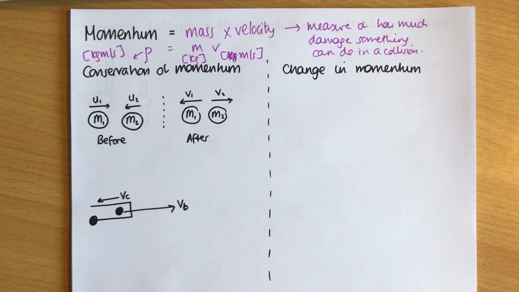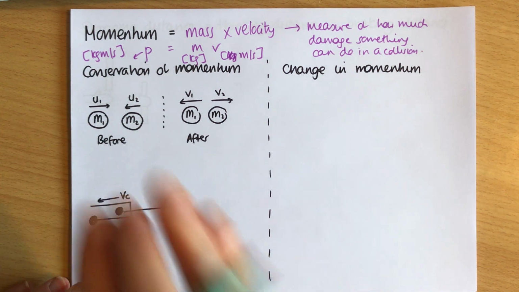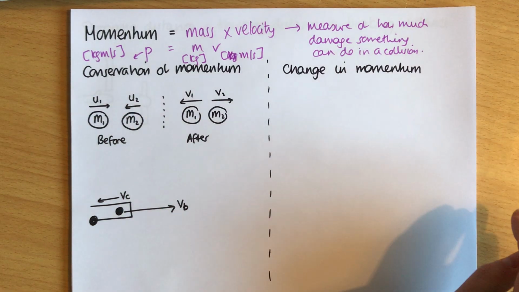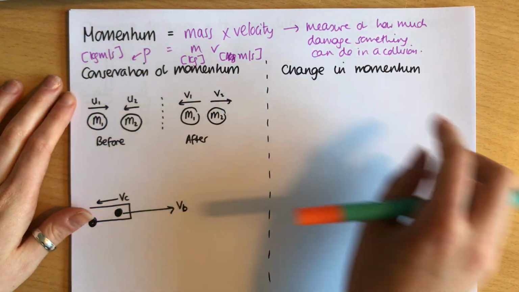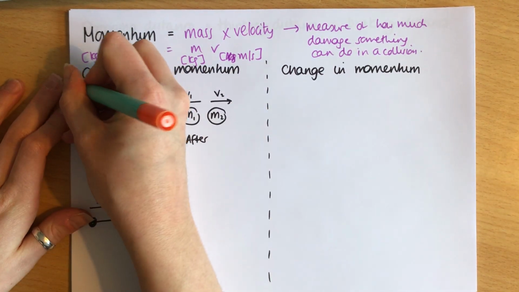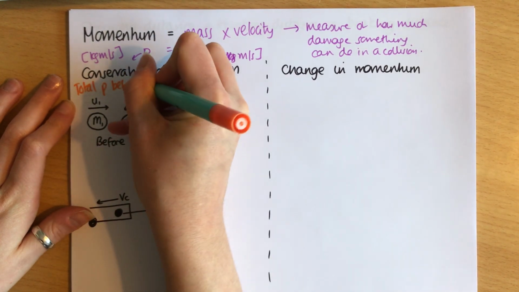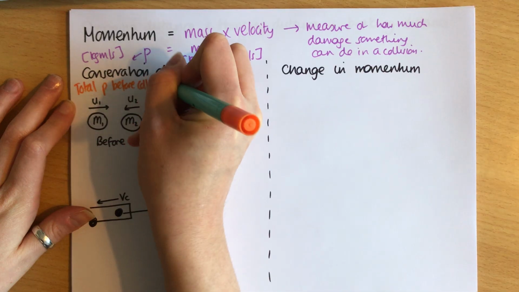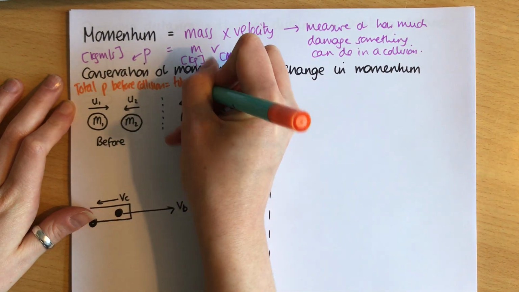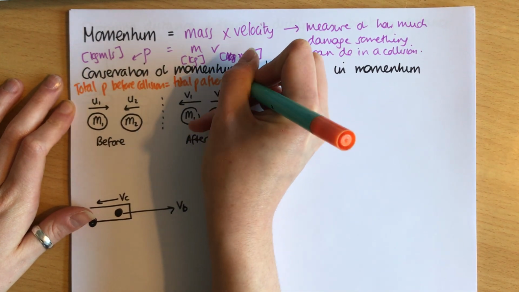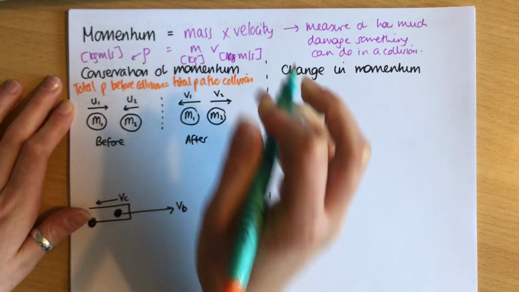Now, usually there's two things to know about momentum. There's the conservation of momentum and there's the change of momentum. Now, this is the principle. The conservation of momentum principle is that the total momentum before a collision is equal to the total momentum after the collision. And I've written P there because I haven't got enough space.